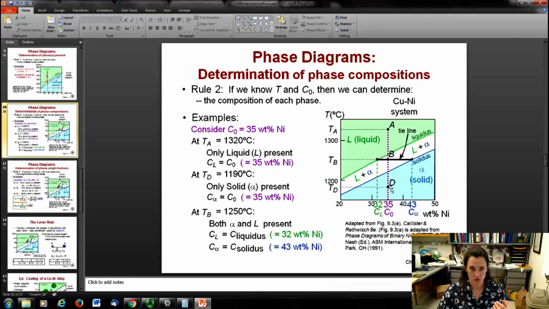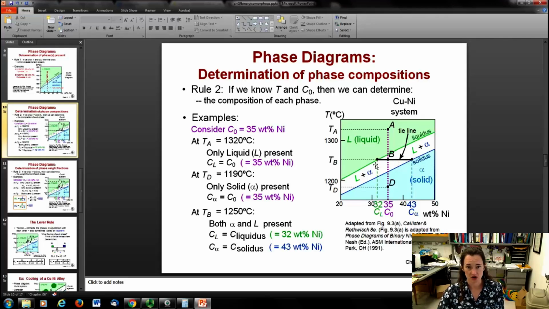So that's pretty straightforward. But now let's go to this region B, okay, in the liquid plus alpha phase region. So I know I have alpha phase and liquid phase. Now what I'm going to do is construct what's called a tie line. And a tie line is a horizontal, straight, flat line on this graph.